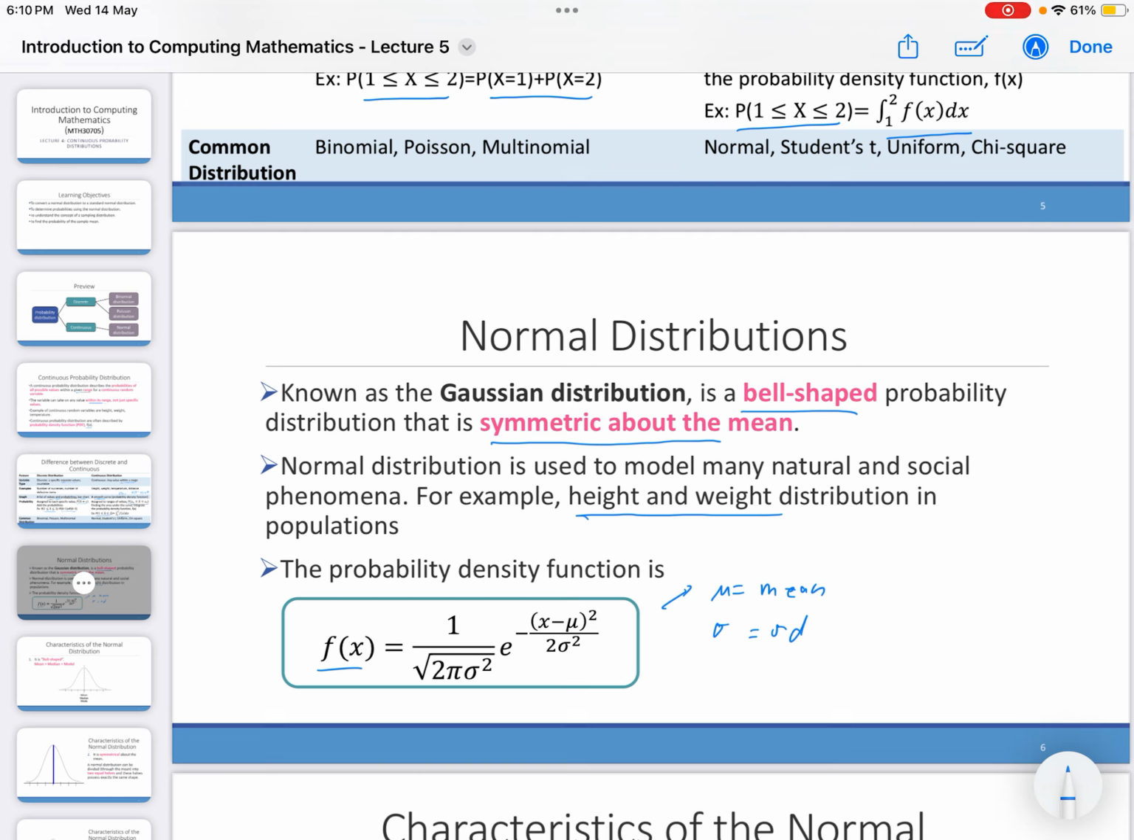So that means if you want to find the probability of X between 1 and 2, this is actually equal to the integral from 1 to 2 of f of x dx, which is the integral from 1 to 2 of 1 over the square root of 2 pi sigma squared, e to the power of minus (x minus mu) squared over 2 sigma squared, dx. So this is how we find probability when it comes to continuous distribution.